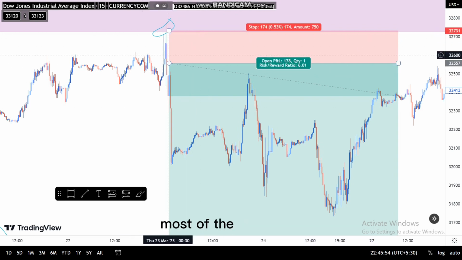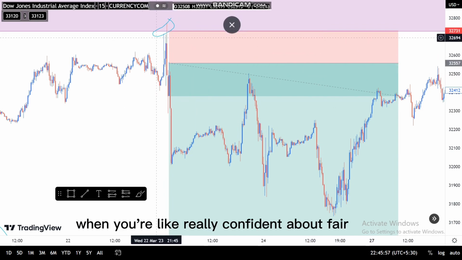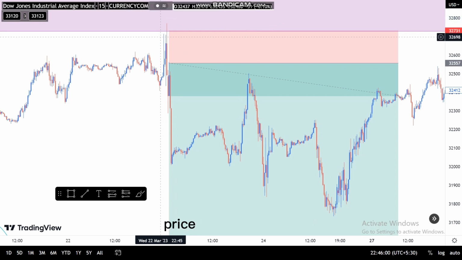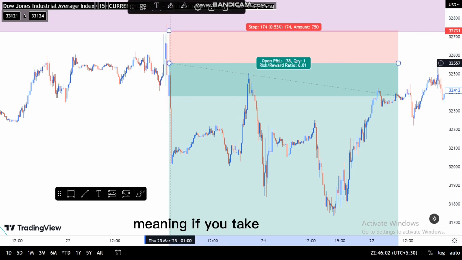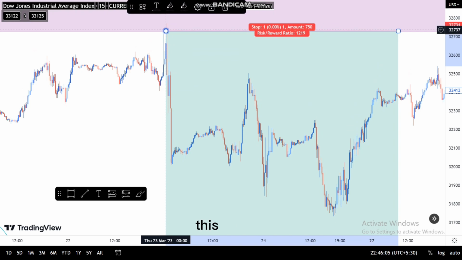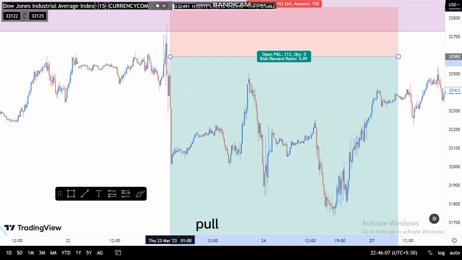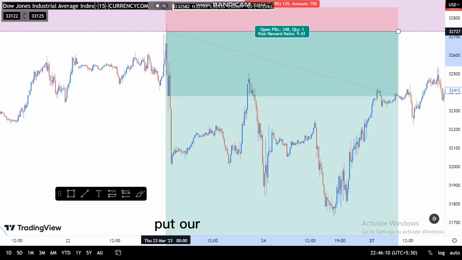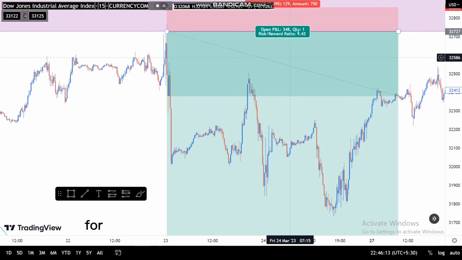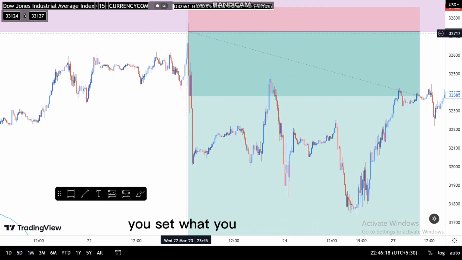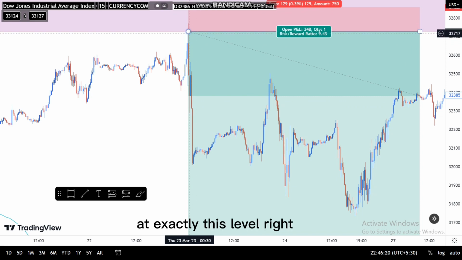As you can see, when you're really confident about a fair value gap, you can definitely take the trade the moment price touches in here. Meaning, your entry would be around here. Let's pull this up and put our entry right there. So for those that are confident about this market, you set what we call a sell limit, though even a sell stop can work, so when price taps in there, it starts just dropping, guys.